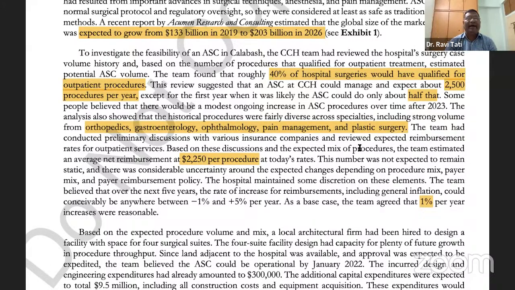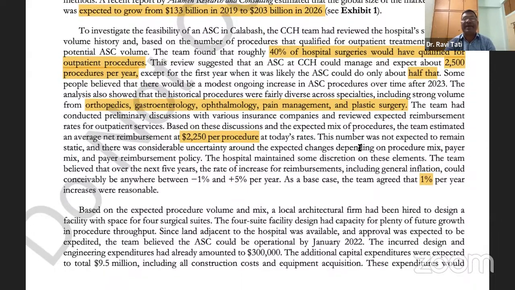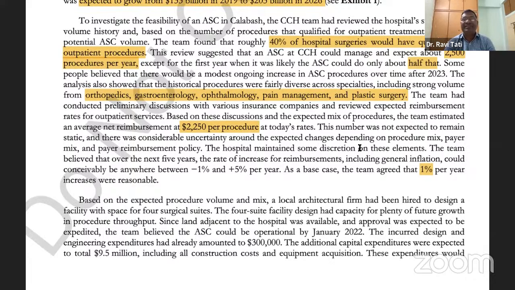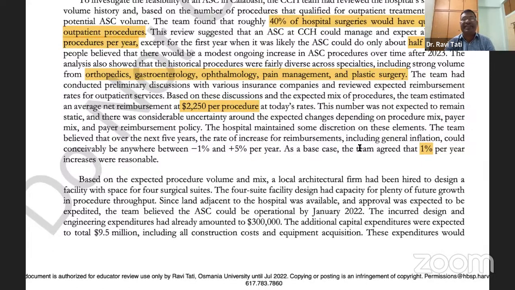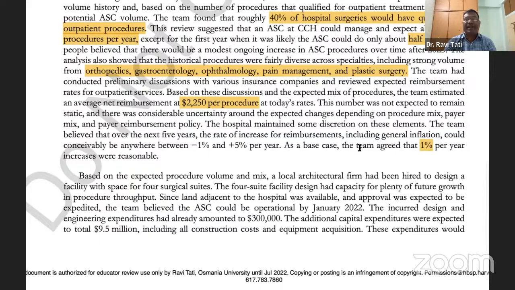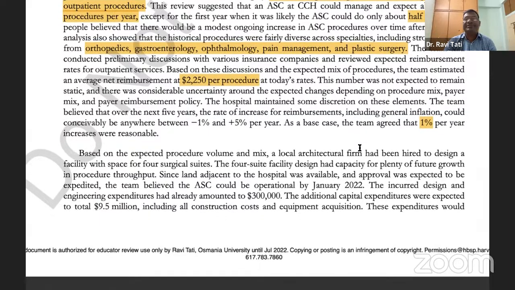Right? And there may be a chance that in the first year, you may just do half of that. And most of the specialties that you will be handling, if you're opening ASCs, are orthopedics, gastroenterology, ophthalmology, pain management, and plastic surgery. And the estimated average net reimbursement is about $2,250 per procedure. And inflation is also taken into consideration, and it may vary from -1 to +5, with an average of 1% increase.